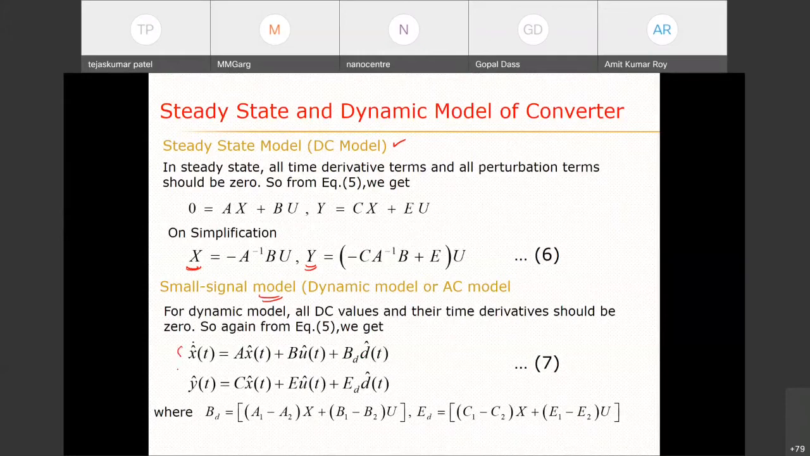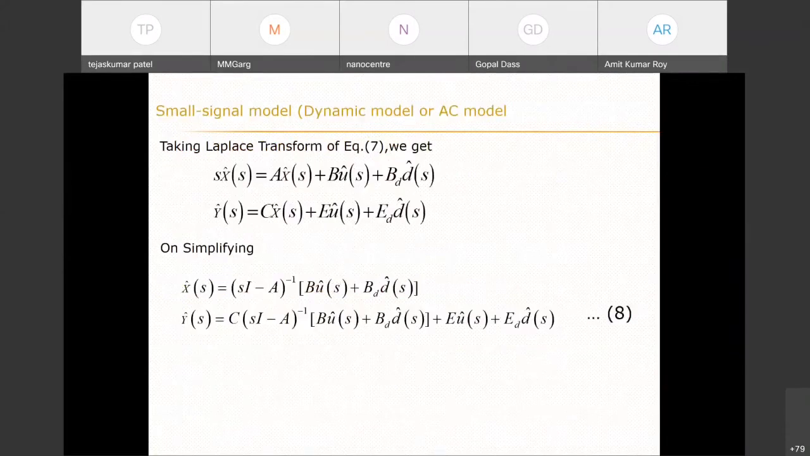Then we get this unified linear model. It has both DC terms and perturbation terms. So we separate out this unified model, and we get two different models. One is the steady state model, which provides us the DC values of the state variables and output voltage, and the other is the small signal AC model. In that case, we get the small signal state space model of the converter system.